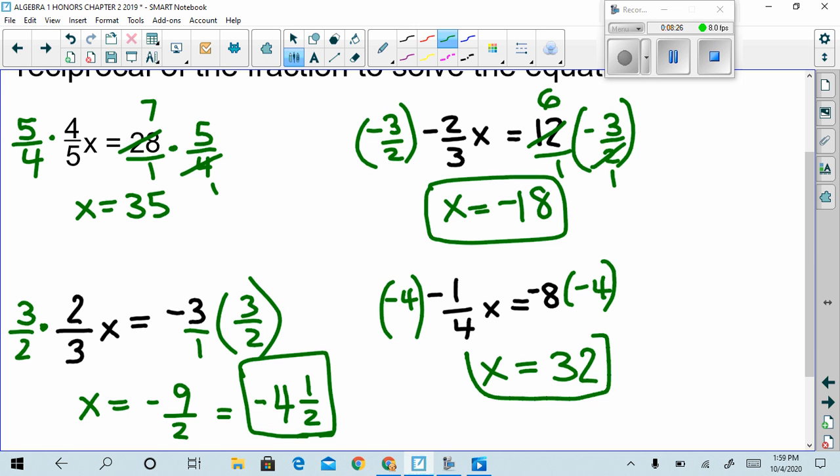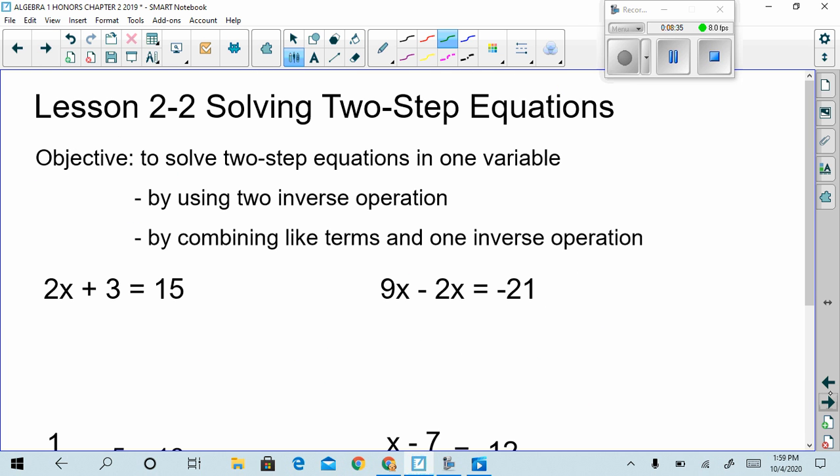One-step equations: to solve, use one inverse operation with the properties of equality. In our next session, we move on to those two steps. With a two-step, I can either be looking at two inverse operations, or I might need to combine like terms before I use an inverse operation. That's our goal for next lesson.